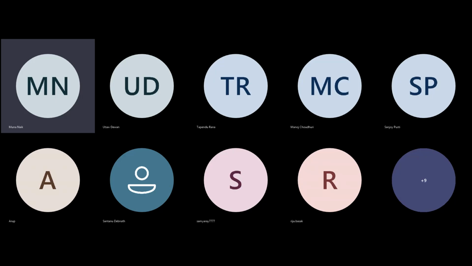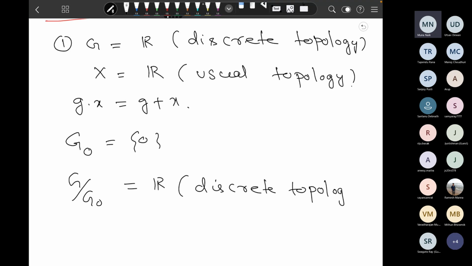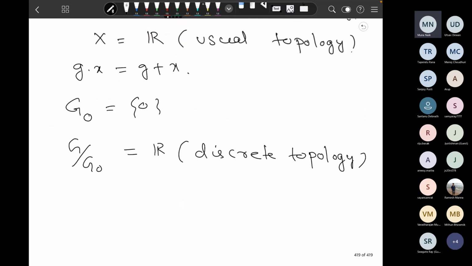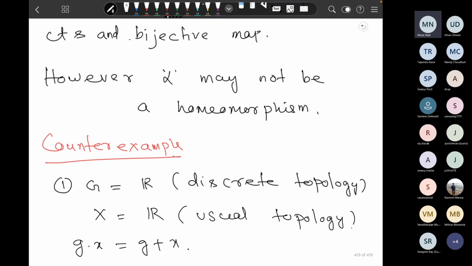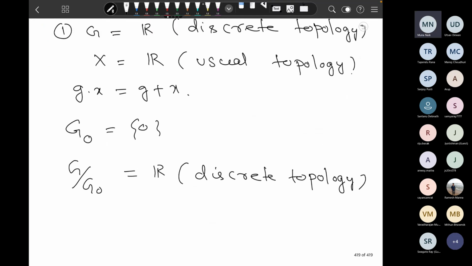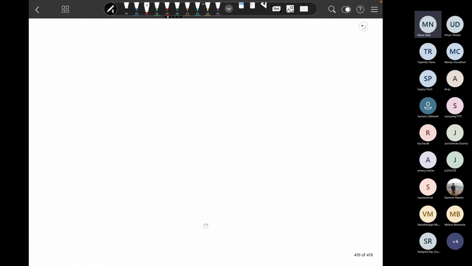So the stabilizer of 0 in G is a singleton {0}. Hence G mod G0 is equal to R, with the discrete topology. Therefore G mod G0 is not really homeomorphic to X. So now the question is, so let us use a trace space.